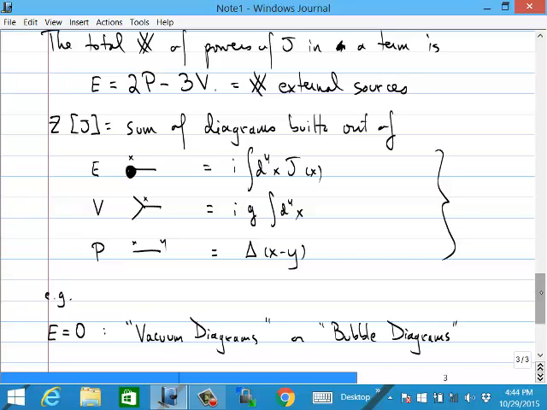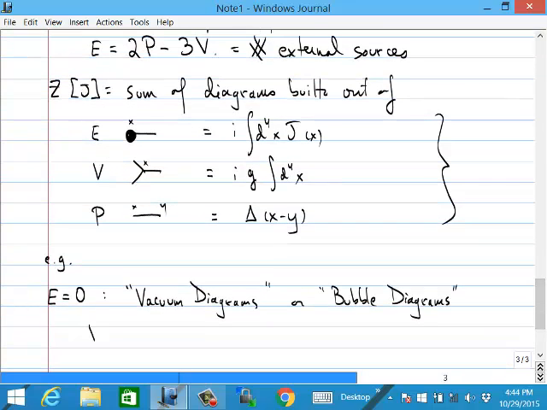So the first thing that you could write down would be the case where v is equal to 2 and p is equal to 3. Right? Because you need 2p minus 3v to be equal to 0. And what sort of diagrams could you write down with v equal to 2 and p equal to 3? Well, v is the number of vertices, and p is the number of propagators. And so the 2 contributions you get to the partition function look like that and that.